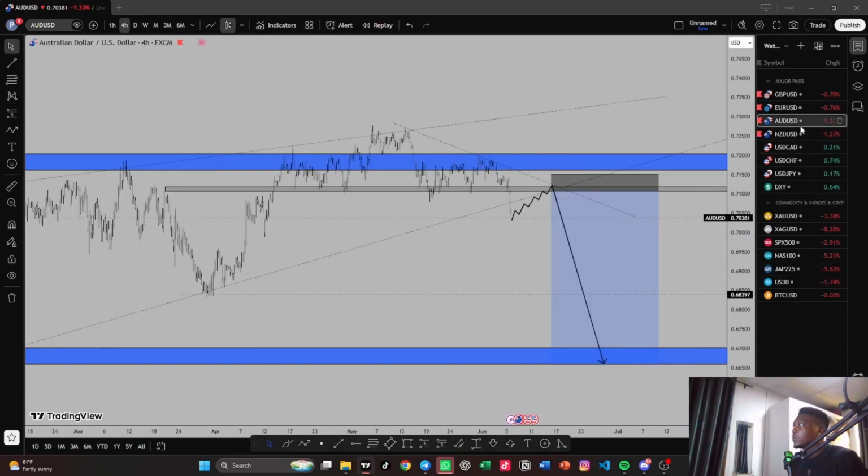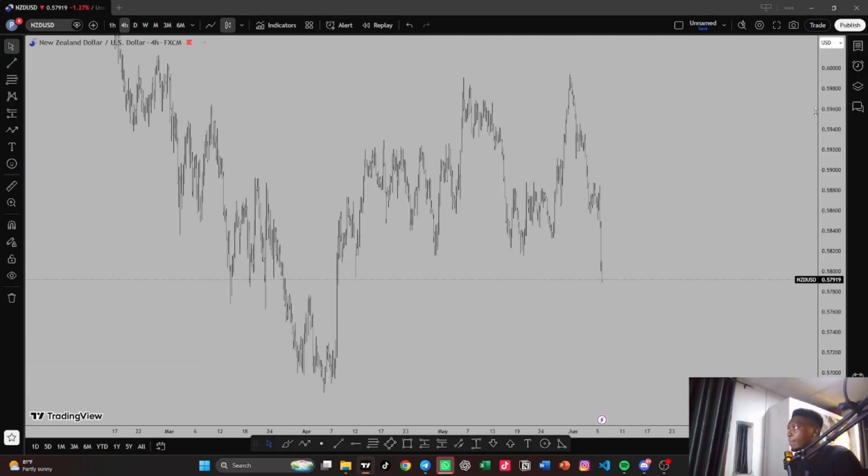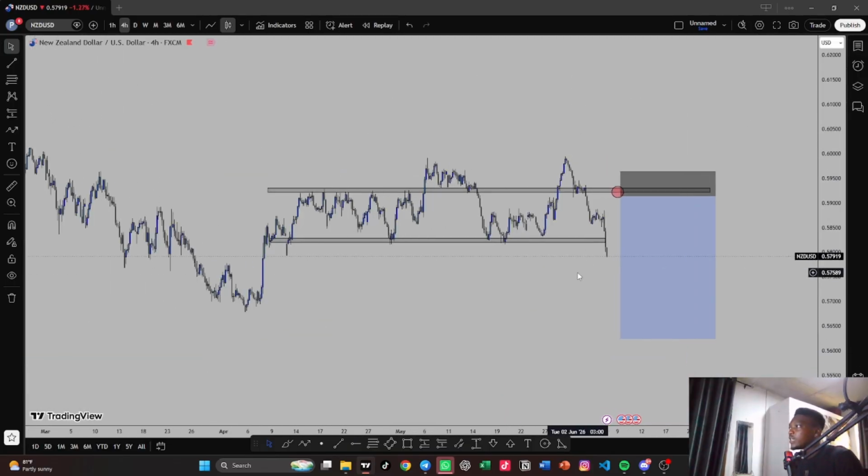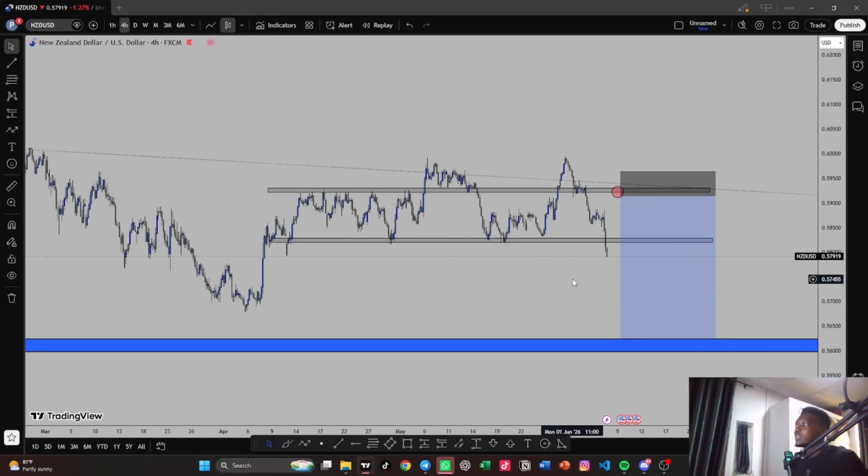On to the next one, NZD USD. What I expect on this market: price did not come to my entry zone. You don't need to chase after price. Let it come to you, and if it doesn't come, then leave it and let it go.